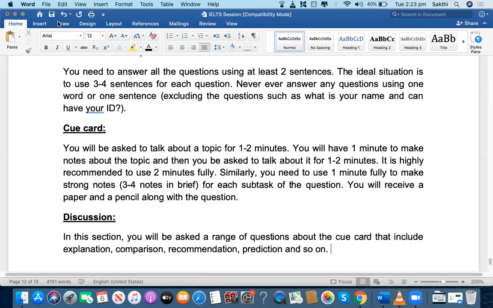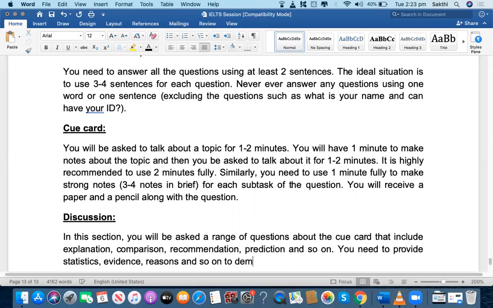So what you need to do in this section is to answer a range of questions where you will be asked to compare 2 different trends, or 2 different groups of people, or 2 different things. It could be anything. You may also be asked to explain, compare, recommend or predict something. It's going to be more on the general side. So you need to provide statistics, evidence, reasons, and so on to demonstrate your opinion.